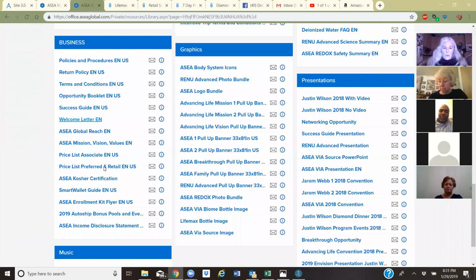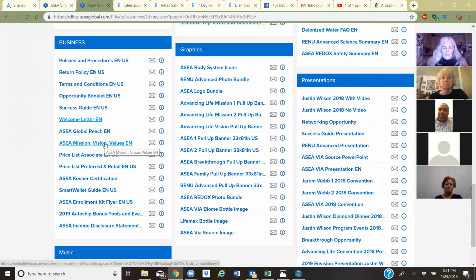So I just wanted you to know all the different things. There's so many different things in your library, in your back office. Here's our mission, vision, and values statement. Here's the success guide. If you want to train new people, the success guide is an excellent way of training your new people. They've really put it all in there. We keep trying to reinvent the wheel, but it's right there.